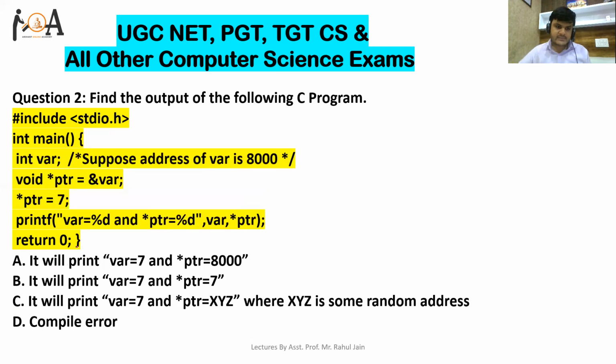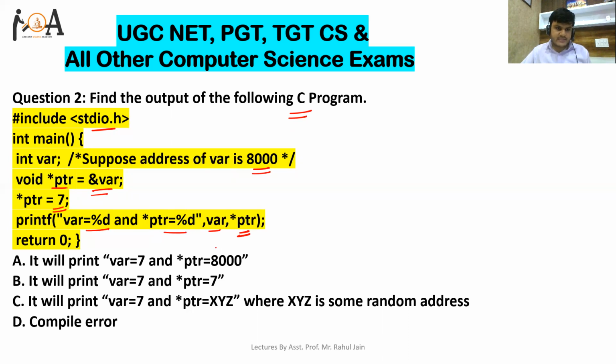Okay. The next question here is, find the output of the following C program. A very important program is in front of you. The question: #include <stdio.h>, int main, int variable. Suppose the address of the variable is 8000. void star ptr equals &variable, star ptr equals 7. Now we are printing variable equals %d and ptr equals %d, with star ptr. So what would be the correct answer we need to give here?